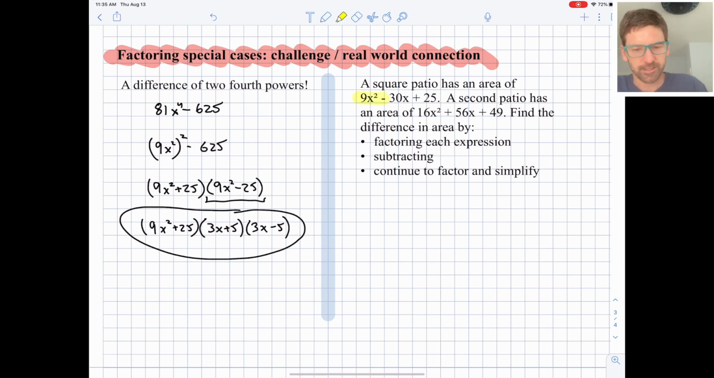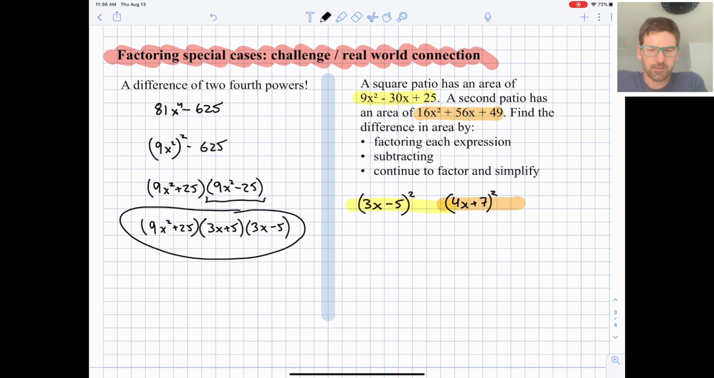Let's try to color coordinate a little bit. So we have yellow and orange, and let's do the yellow guy first. So that's going to turn into 3x minus 5 squared. Right, and let's make sure that checks out. 3x squared plus 25. Yep, that checks out once I FOIL it out. Now the orange is going to be over here. That turns into 4x plus 7 squared. And does that give us the 56 that we need? It does. 7 times 4 doubled gives us 56.